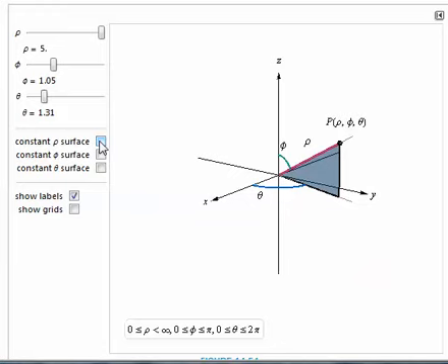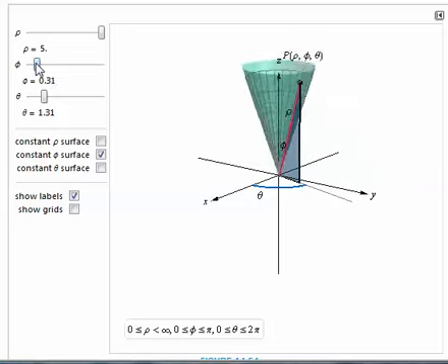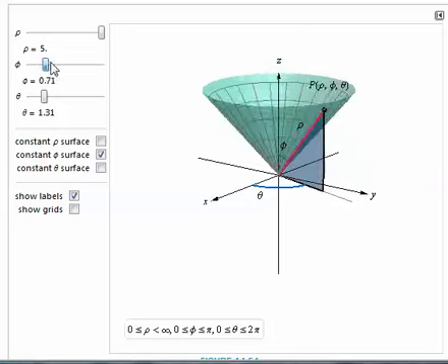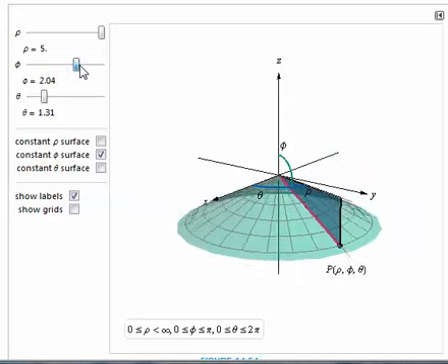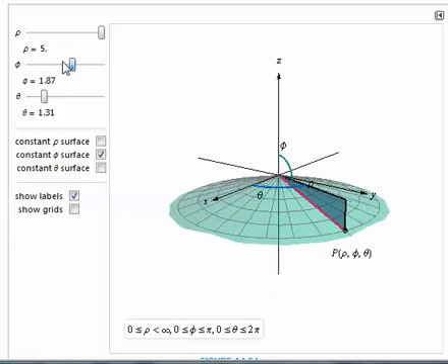Let's look at a constant phi surface. So phi is 1.5, and every point rho, phi, theta, where phi stays constant, will give us that surface. And let's move phi so you can see. Depending on how tight you want your cone to be, or maybe you want it to point down, that's what you use your choice of phi for.